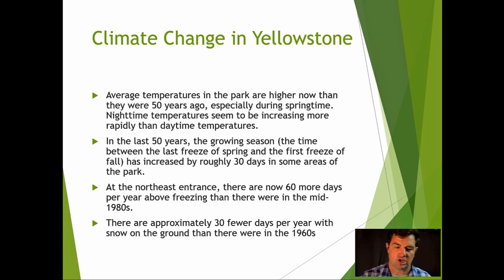If we look at climate change in Yellowstone, the temperatures in the park are higher now than they were 50 years ago, especially during the spring, and nighttime temperatures seem to be increasing more rapidly than daytime temperatures. So the growing season, which is the time between the last freeze of spring and the first freeze of fall, has increased by 30 days, about a month. In some areas of the park, speaking of Yellowstone in this case, the northeast entrance, there are 60 more days per year that are above freezing than there were in the mid-1980s.